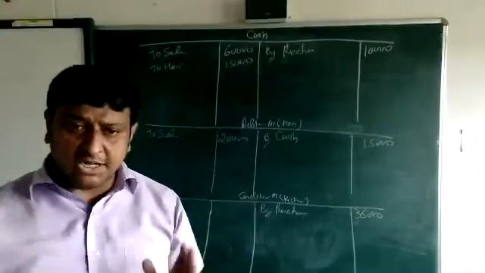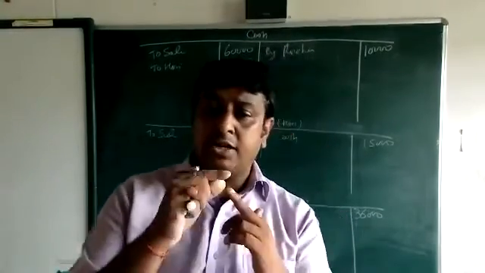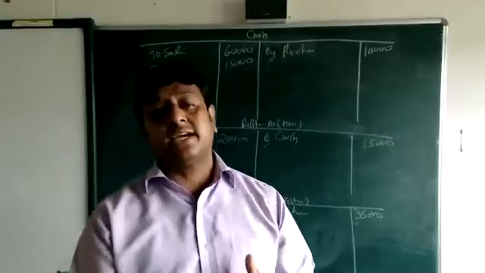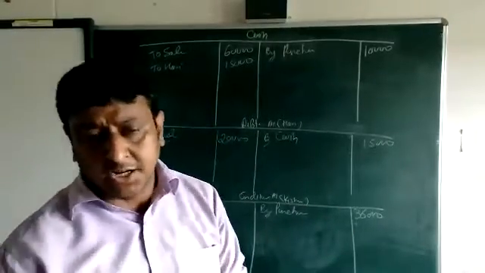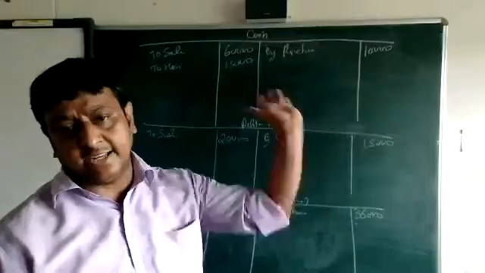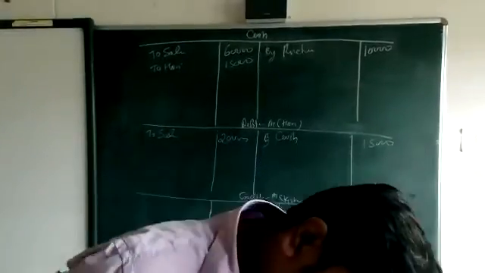Clear? This transaction affects two accounts, one is Hari and one is cash. You are receiving the cash, so the cash will increase, but the debtor will decrease. Decrease on credit side, increase on debit side. Okay. Then go for the next.